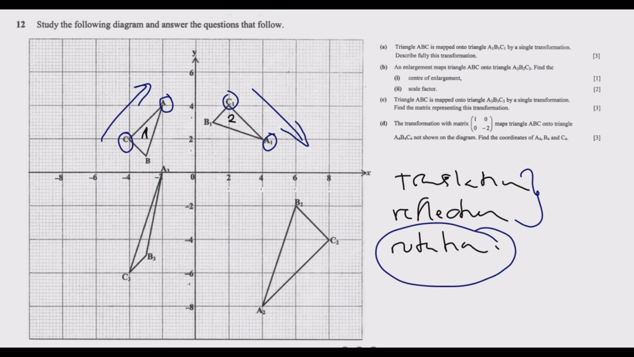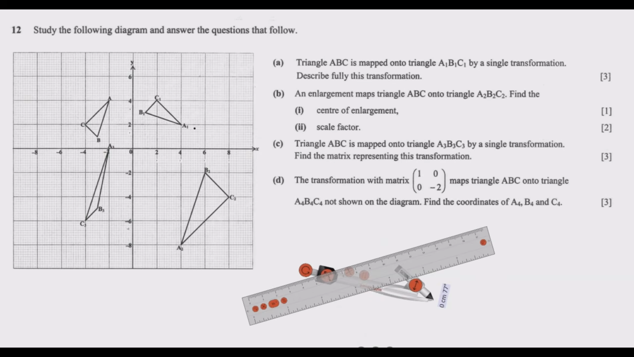If the direction has changed, we're talking about rotation. Now if this is rotation, how do you describe it fully? To describe rotation fully, you need 2 things: the angle and direction of rotation, and also the center of rotation. To find the center of rotation, you need to join corresponding points. So you get your ruler and the protractor. These are the things that you need.